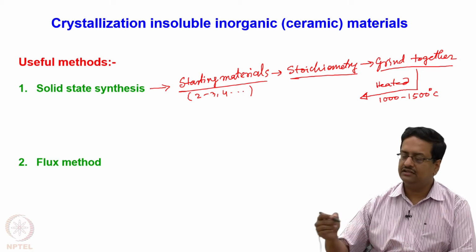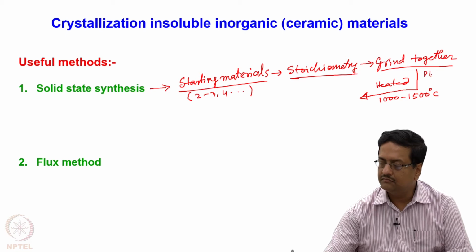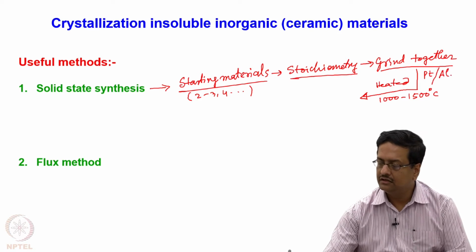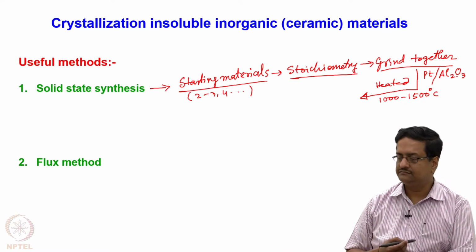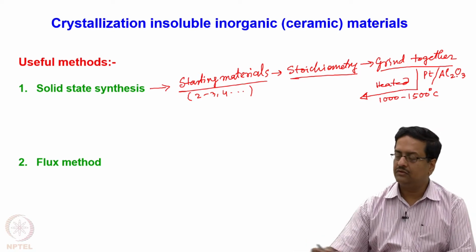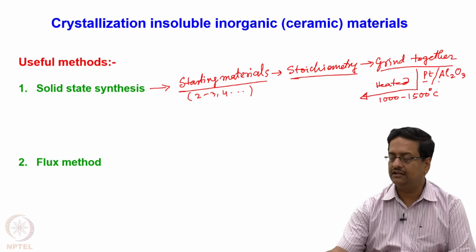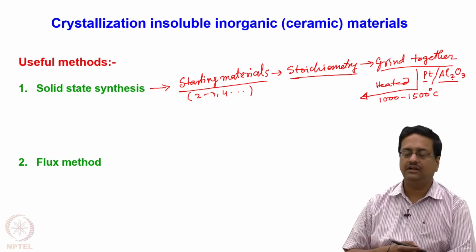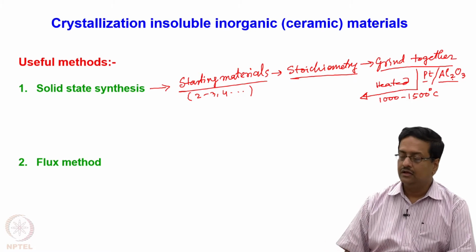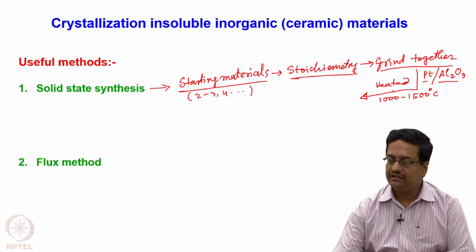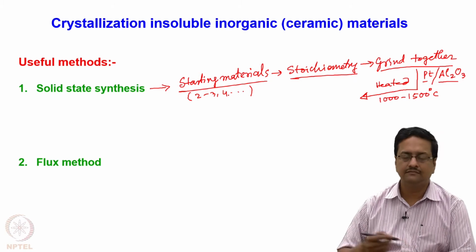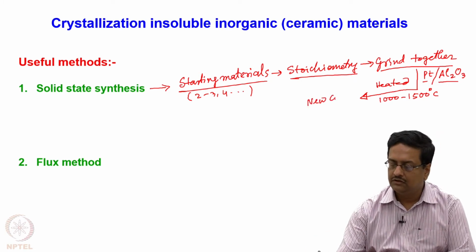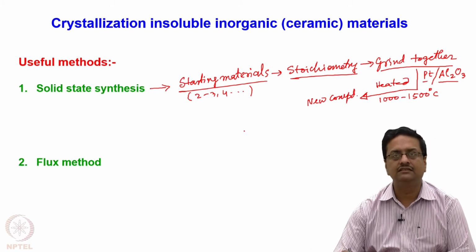interact. Remember, this heating is done in either platinum crucibles or platinum boats, or in alumina boats, which are stable at those high temperatures. So depending on what kind of temperature we are using, we should choose either platinum or alumina. We should not exceed the melting point of platinum while doing this experiment. So on heating, the compounds melt, react and form a new phase. A new compound is formed in the molten state.